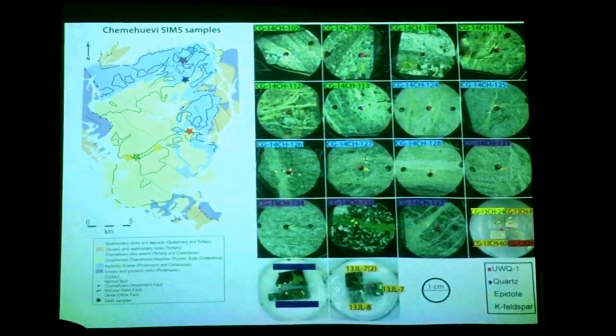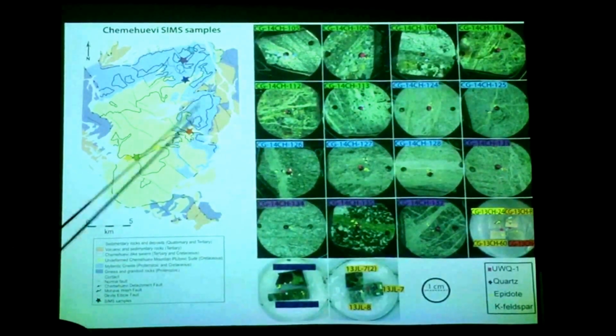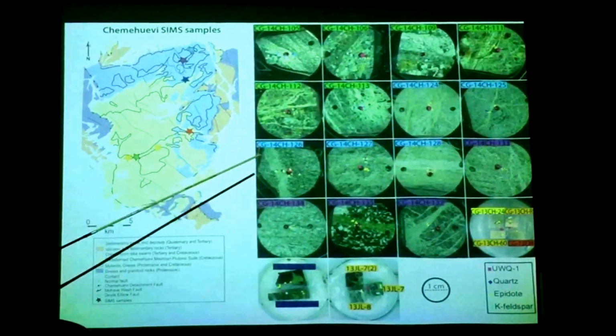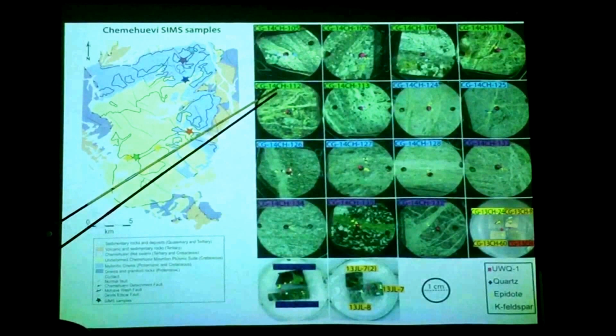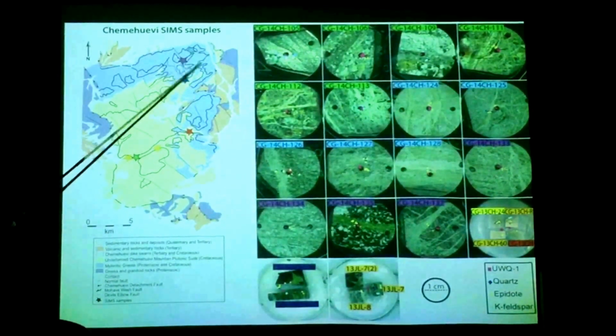This is a summary of all the analyzed samples. There's 23 by ion microprobe. The color corresponding to the sample number corresponds to the color of the sampling site here. So you can see primarily we focused on the vertical transect of the saddle region and that Cave Wash region.